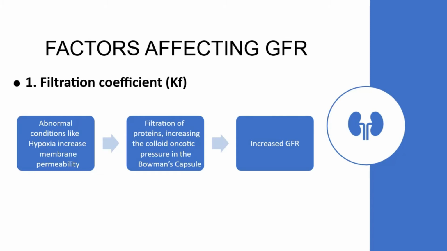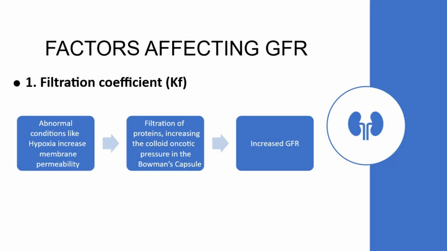Now let us understand the factors that affect GFR under normal conditions. First, let us take a look at the filtration coefficient represented as Kf. Kf is determined by the surface area and the permeability of the capillary, so an increase or decrease in these will in turn affect the GFR. In certain abnormal conditions like hypoxia, the membrane permeability is increased, which causes the filtration of proteins, which increases the colloid oncotic pressure in the Bowman's capsule.